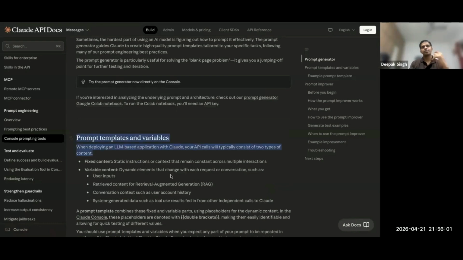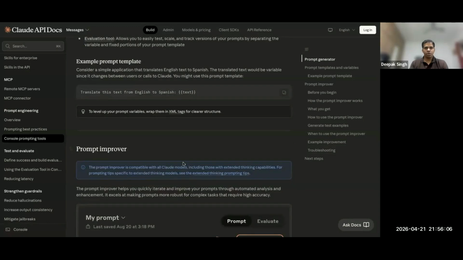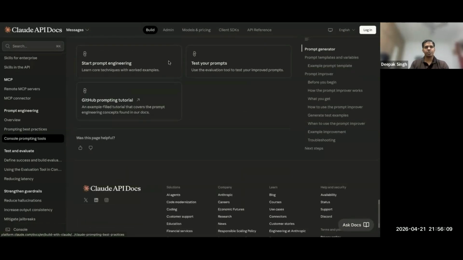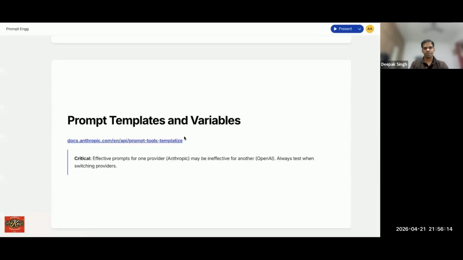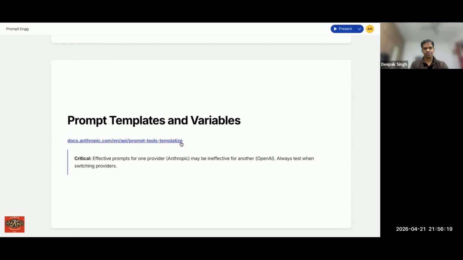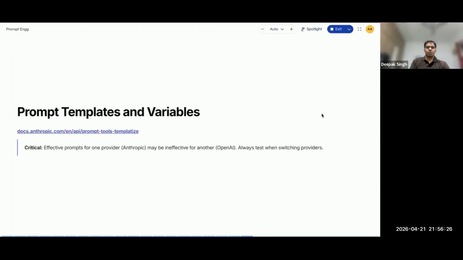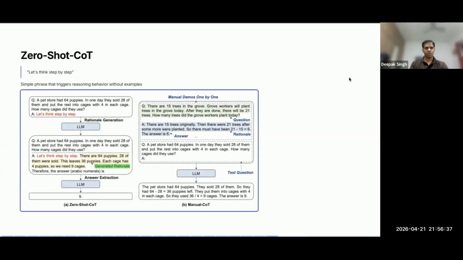Yeah, there's prompt templates and variables here, right? You can go deeper into this if you want from here on. Just change it so that I'll change it later. So chain of thought we have already covered. Zero shortcut.